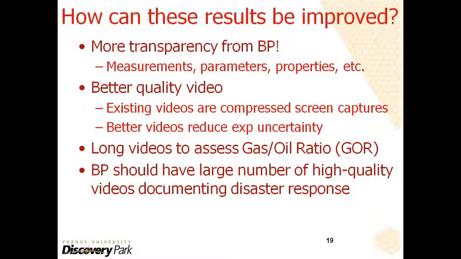Well, actually, this is important. How can these results be improved? The most important thing is better quality video and longer video. So, more and longer videos. BP released that 30-second snippet of poor quality video. But it's standard operating procedure to have the ROV cameras on from the moment the boat goes in the water until the moment you take it out. In case anything goes wrong, let's say the tether breaks, you can see what it was last looking at and go to find it.